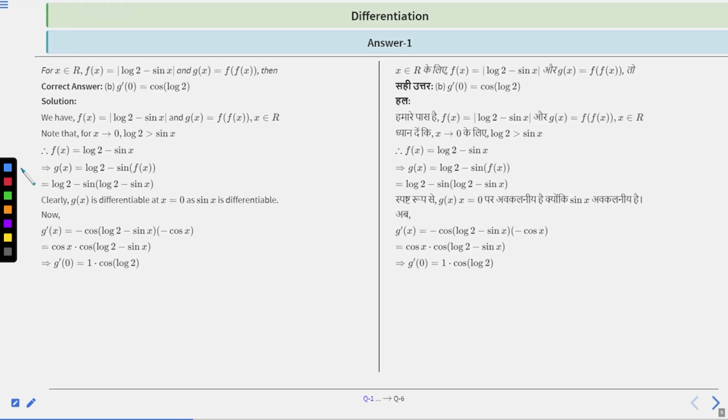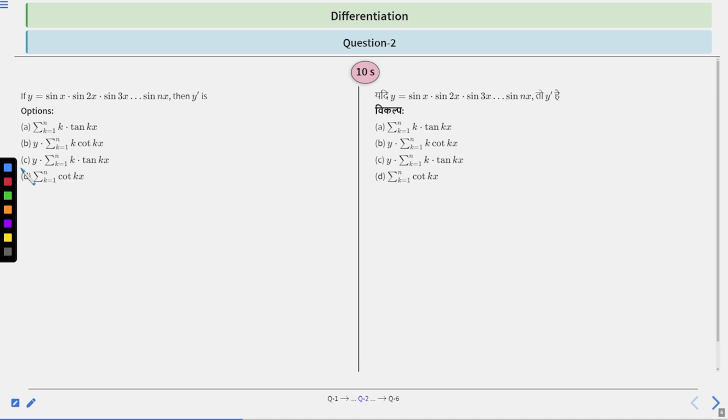So let's move to the next question. Question number 2, which says: if y is equal to sin x into sin 2x into sin 3x till sin nx, then y dash is.